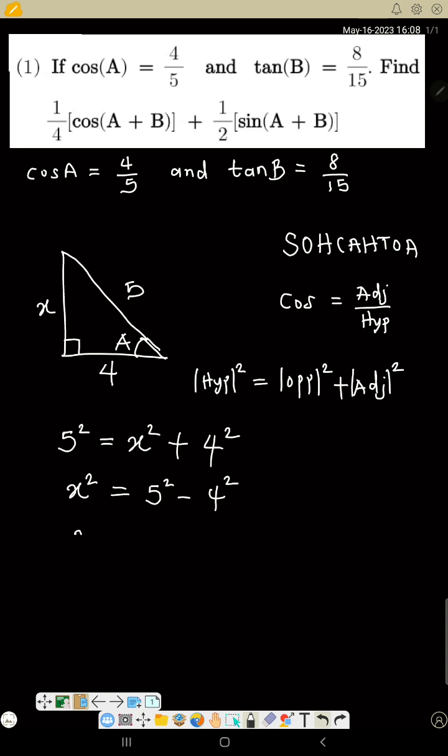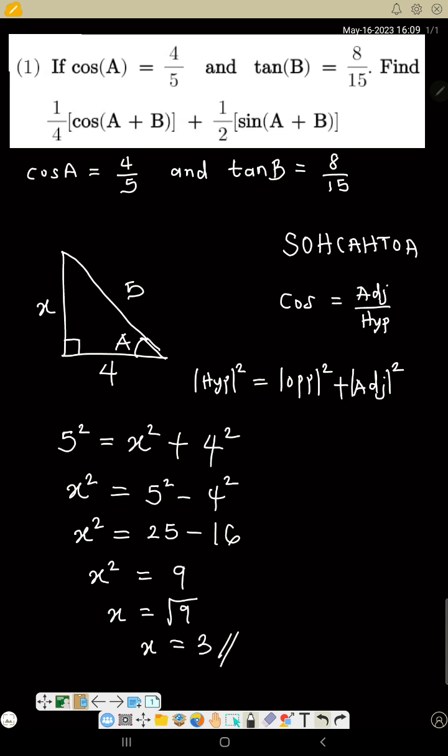So we have x square equals 25 minus 16. 5 square is 5 times 5, 25. So x square is equal to 9. So x is equal to square root of 9, x is equal to 3. We ignore the negative. So that means we have known this side to be 3, that's the opposite. With this side, we can know the other trig ratios here.